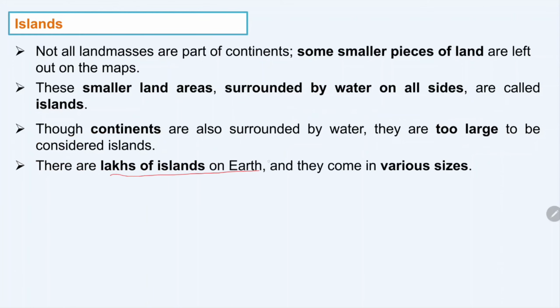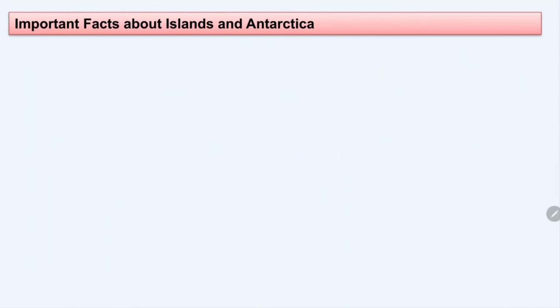So there are lakhs of islands on earth and they come in various shapes and sizes. So there are so many islands on our earth. Now let us see some important facts about islands and Antarctica.